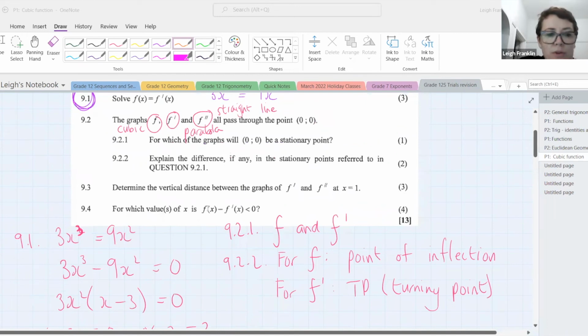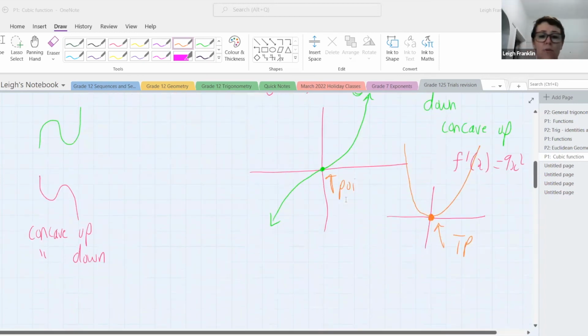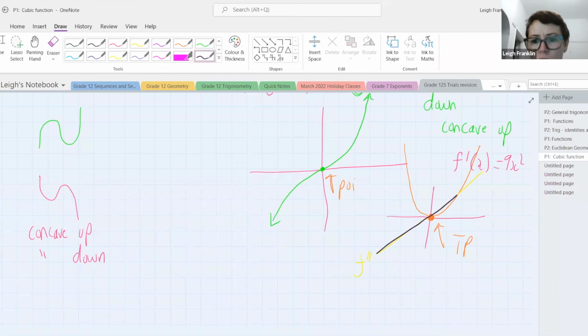Question 9.3. Determine the vertical distance between the graphs of f prime and f double prime at x = 1. So the vertical distance. In other words, what they want you to do is go and substitute where x was equal to 1. The graph of the double prime graph would look like this. It would be a straight line with a positive gradient, and it would go through like that. So that would be f double prime. Mind you, can you see the yellow? I don't know if that was the best idea. I'll draw over it in black.